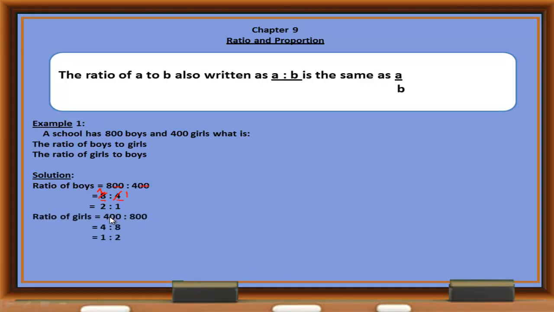The ratio of girls to boys. Here we can simplify just 2 zeros, then it will be 4 to 8. By 4, 4 by 4 is 1, and 8 by 4 is 2. Then it will be 1 to 2.